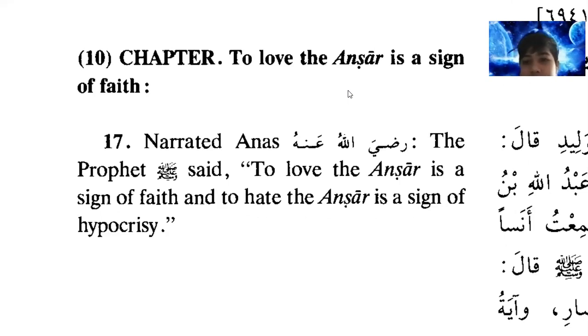Alhamdulillah. I think I know what that word means. So here you learn that those people who love the Ansar of Prophet Muhammad's time, this means they have faith. And those who hate them because of some reason, this means they are hypocrites. Okay, so those people who love the Ansar, it is a sign of faith.